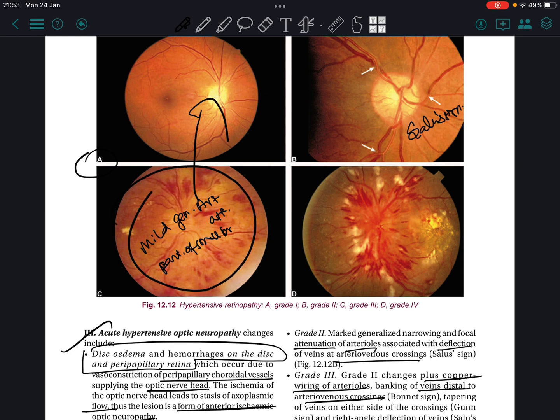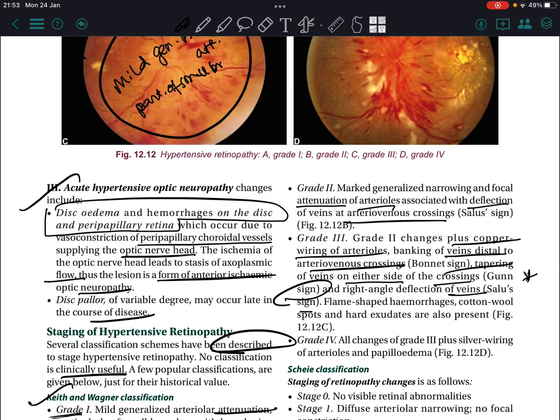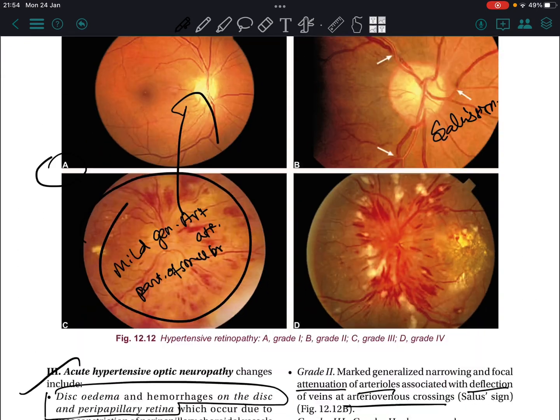Sorry, this one is grade 1 and tapering of veins on either side of crossings, Gunn sign. Right angle deflection of veins, Bonnet sign. Flame shaped hemorrhages, cotton wool spots and hard exudates are also present.